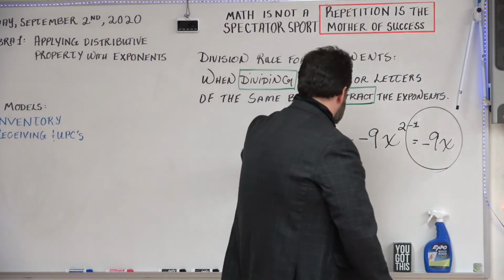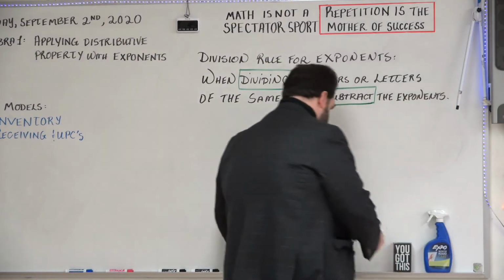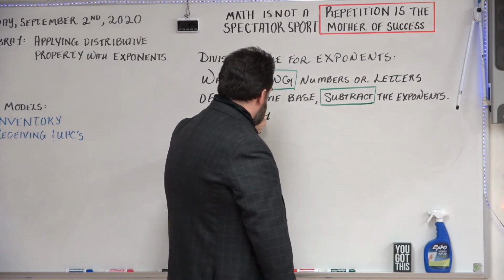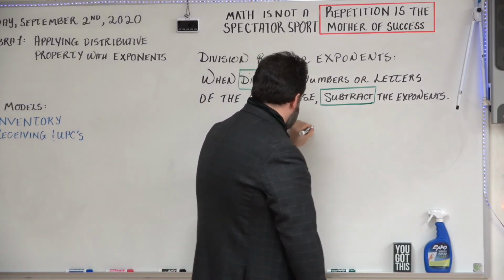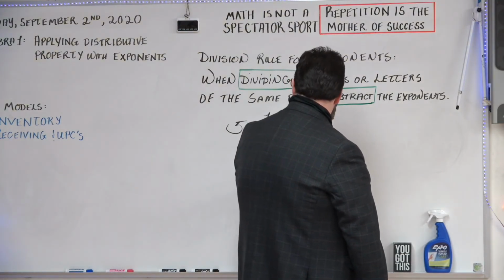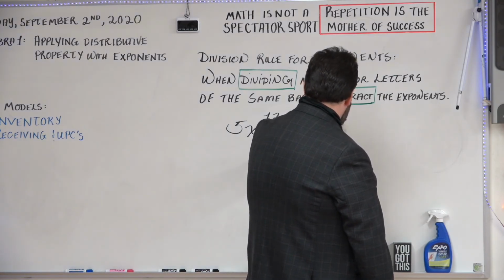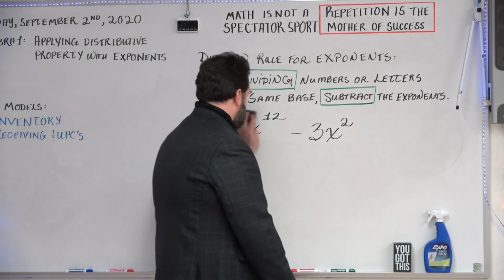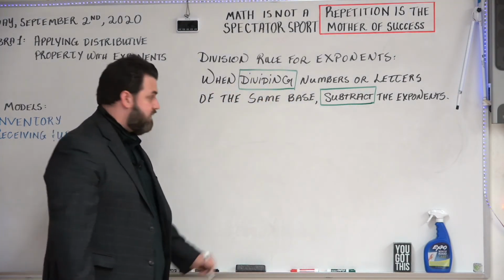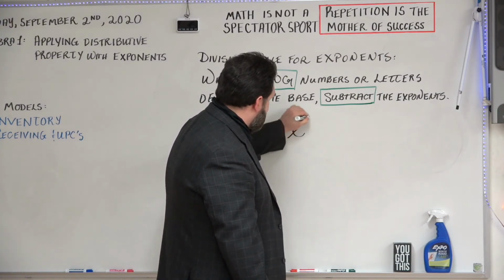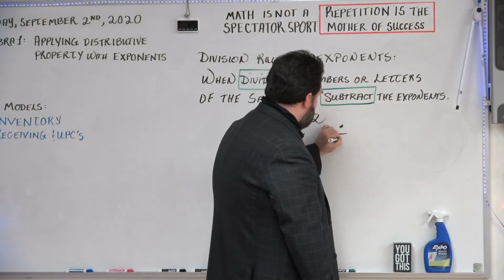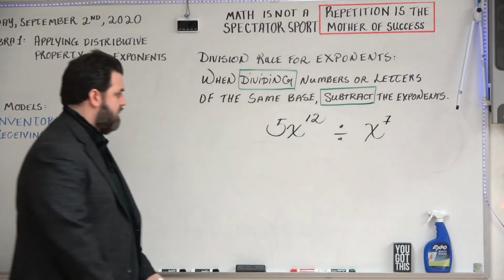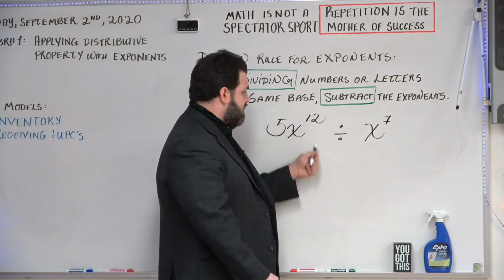Let's do another example. We have 5x to the 12th power minus 3x squared. No, I don't want to do that. Let's do another example, okay? We're going to have 5x to the 12th power, and we'll write it this way this time. We're going to divide by x to the 7th power. Okay, well, nothing changed. We're 5x to the 12th power divided by x to the 7th.